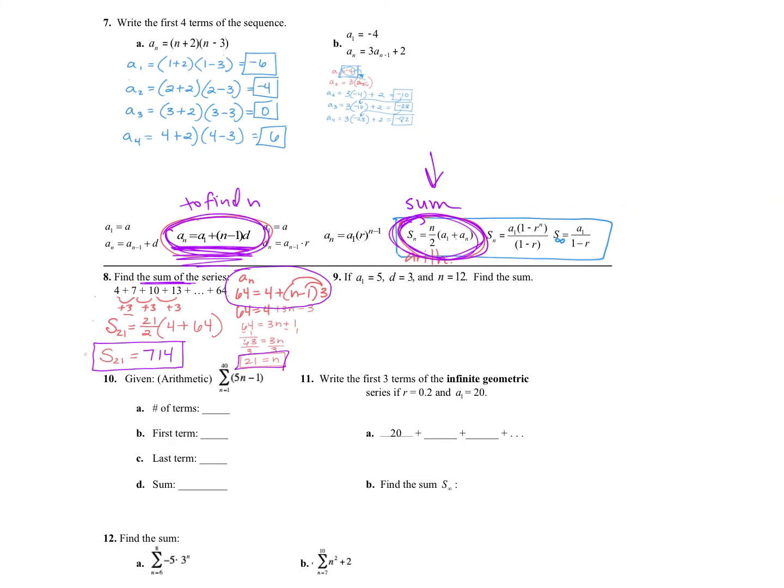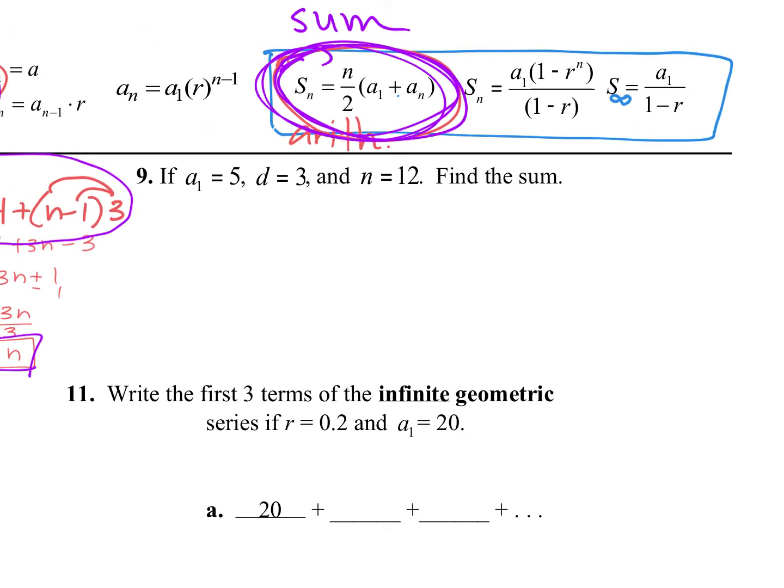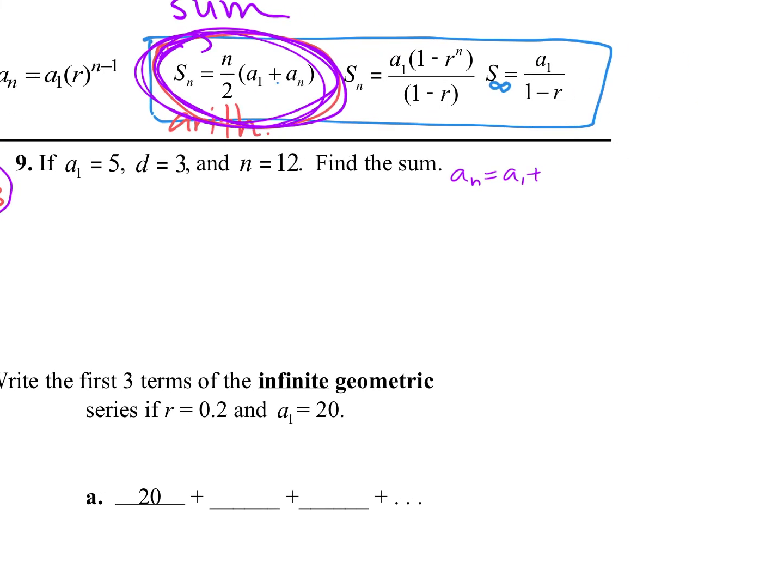Okay, it says, if a of 1 is 5, d is 3, and n is 12, find the sum. What's missing? The last term. We don't know the last term yet, okay? But we can find the last term with what? The explicit formula. So the explicit formula is a sub n equals a sub 1 plus n minus 1 times d, right?